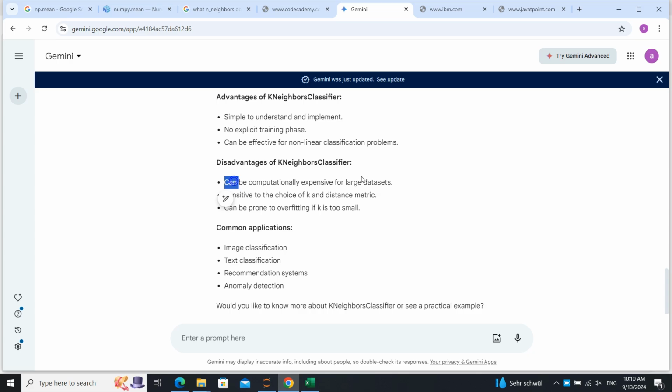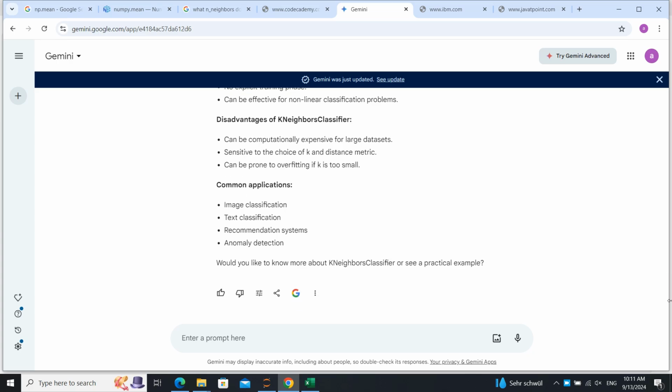Okay, disadvantages. Can be computationally expensive for large datasets, as I said. Sensitive to the choice of K and distance metric. Can be prone to overfitting if K is too small. Applications: image classification, text classification, recommender systems.